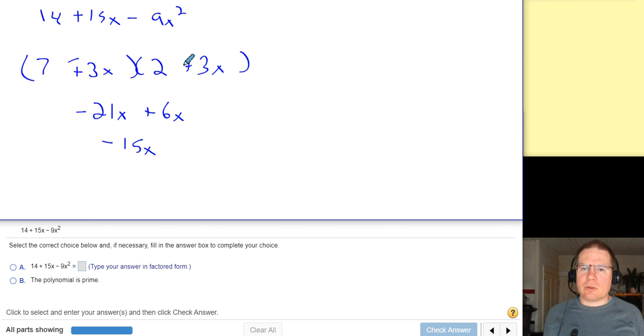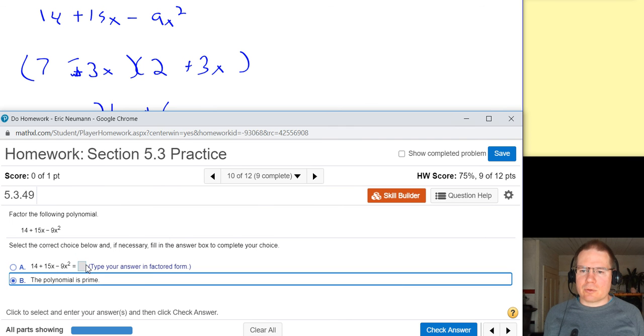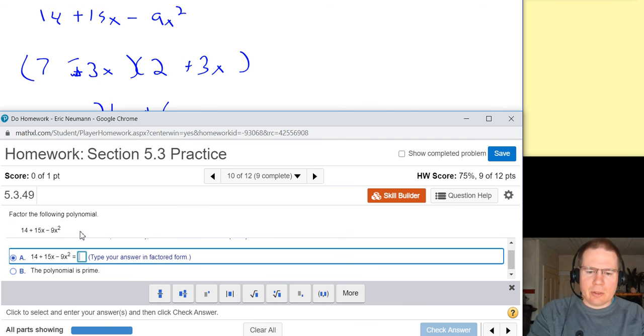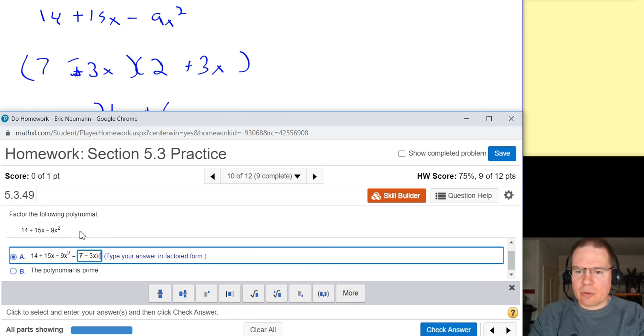So let me switch the order of these. So 7 minus 3x, 2 plus 3x. And you see what I did wrong there? This red parentheses, they're helping me to recognize I forgot to put that in there. They're helping me out there. And we could have factored out a negative 1 to put this in standard form, but that's usually not going to make it easier. It's really unnecessary, but it wouldn't be wrong.